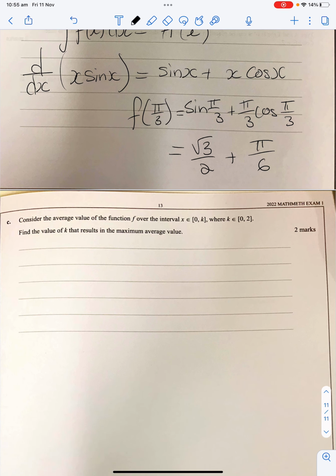Consider the average value, not to be mistaken with average rate of change. We've got average value here. So the formula for average value is the integral with 1 divided by the domain. And we're going for a domain here of 0 to k. So k minus 0. 0 to k. Of the function f over the interval. So over f of x dx.